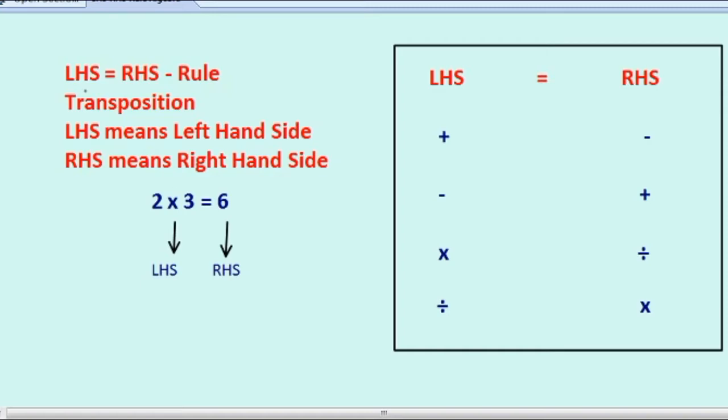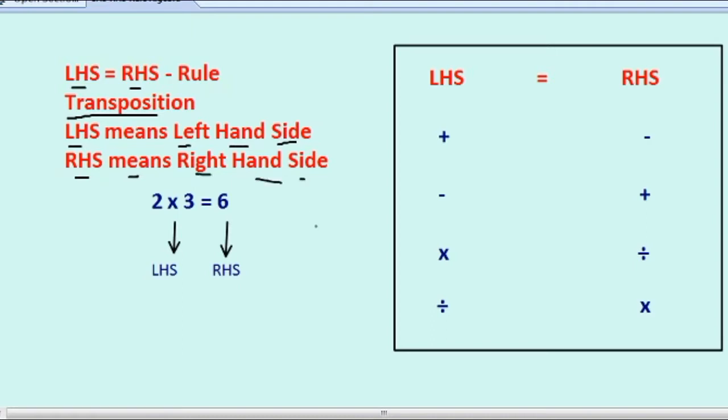Today we are going to talk about the LHS equals to RHS rule. This rule is also known as transposition. We are transferring the position from one side to another side. LHS means left hand side, and RHS means right hand side.